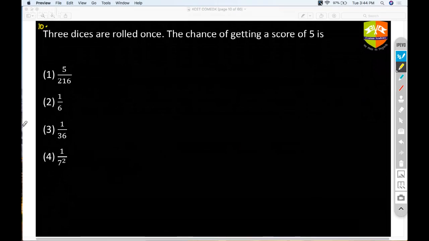Three dice, in fact, this is not right English. Three dice are rolled once. The chance of getting a score of 5 is.